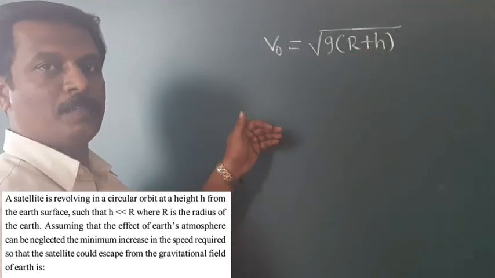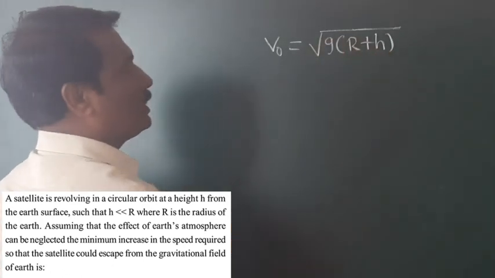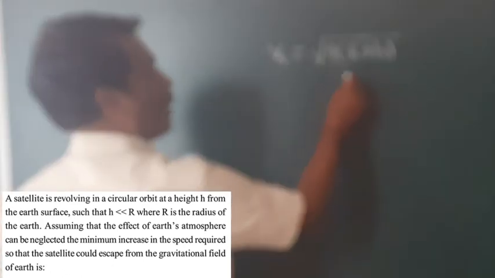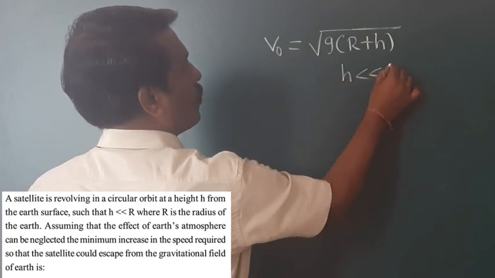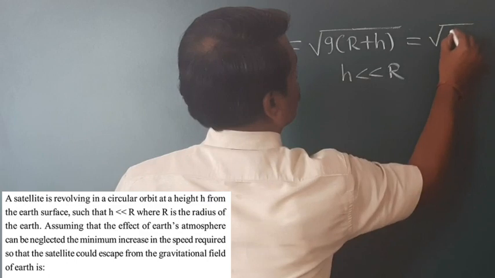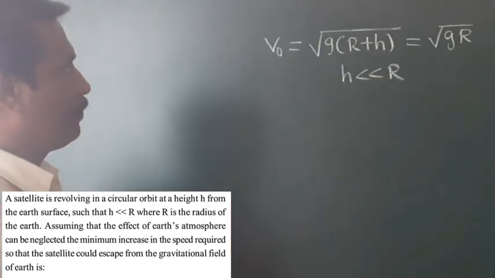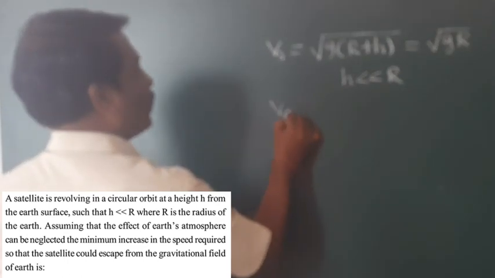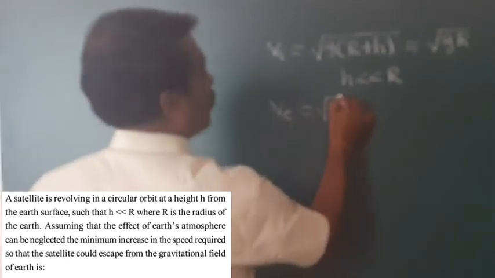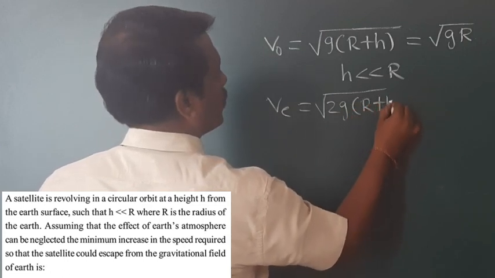Orbital velocity of a planet can be written as square root of g into R plus h, where R is the radius of the Earth and h is the height of the satellite above the surface of the Earth. But here it is given that h is very much smaller than R. Therefore, this h can be neglected. Then it becomes square root of gR. This is the orbital velocity. Similarly, escape velocity can be written as square root of 2g into R plus h.